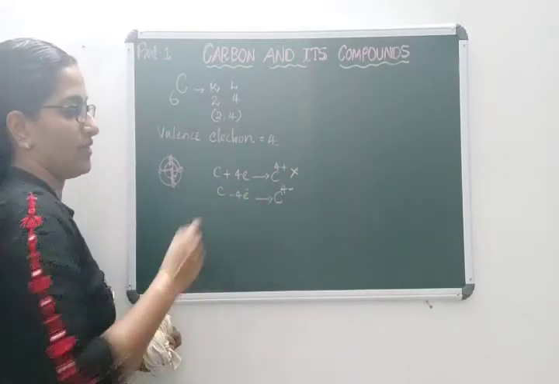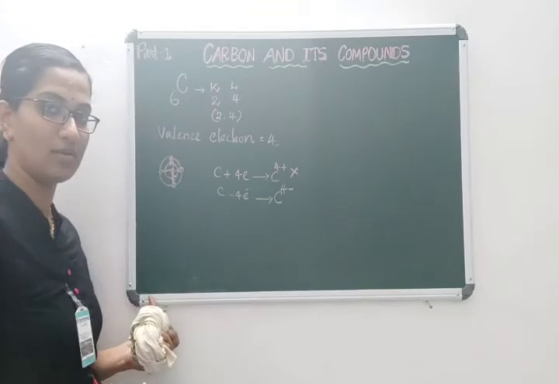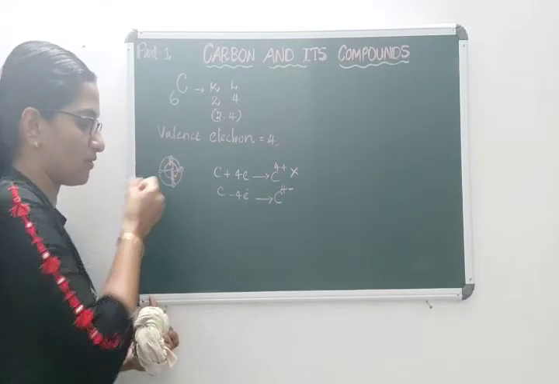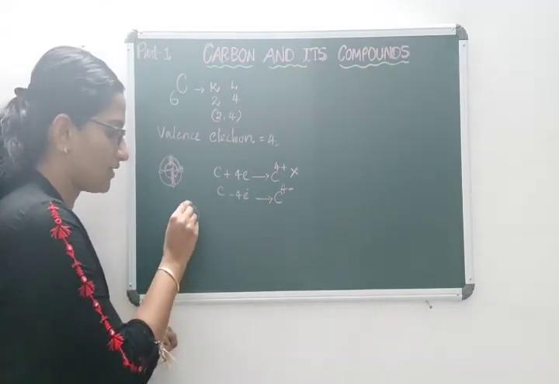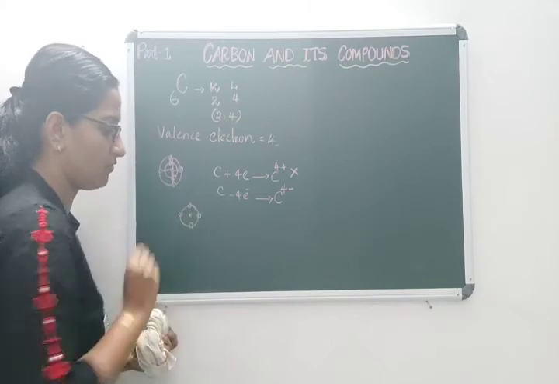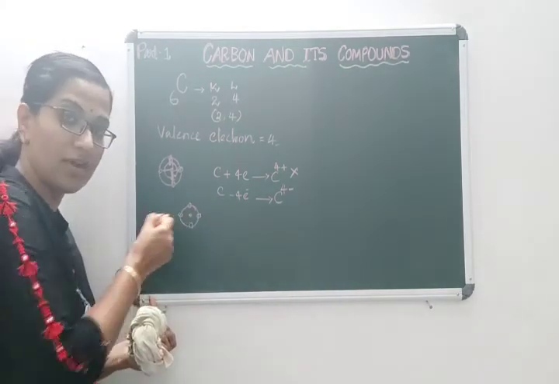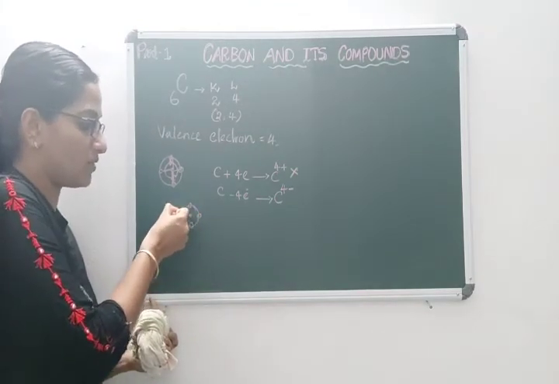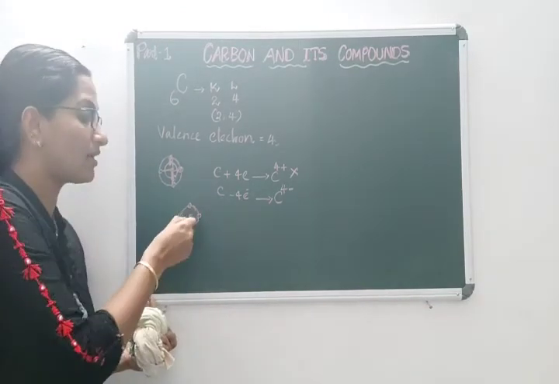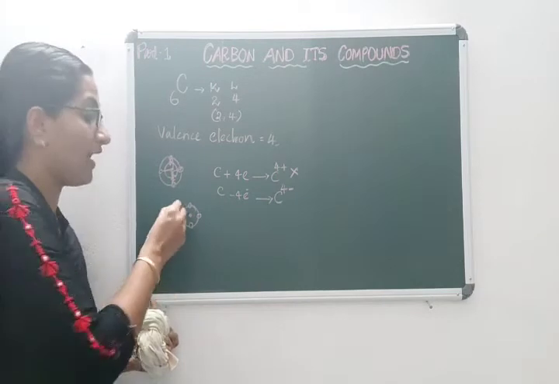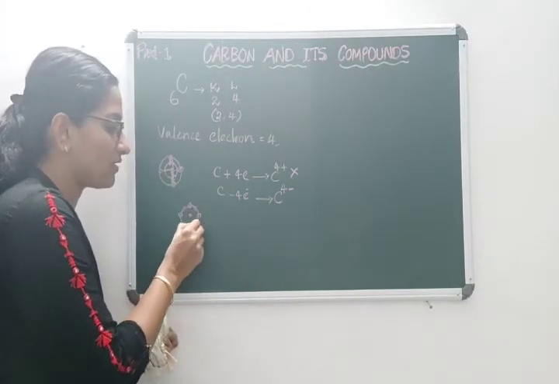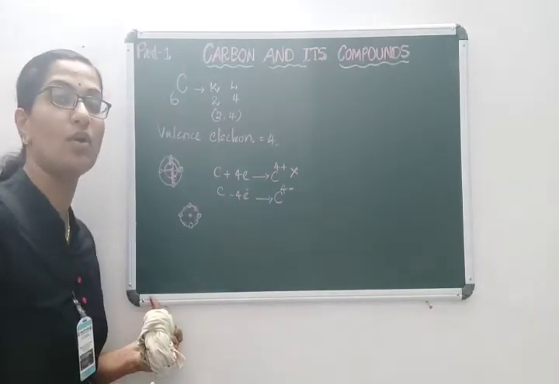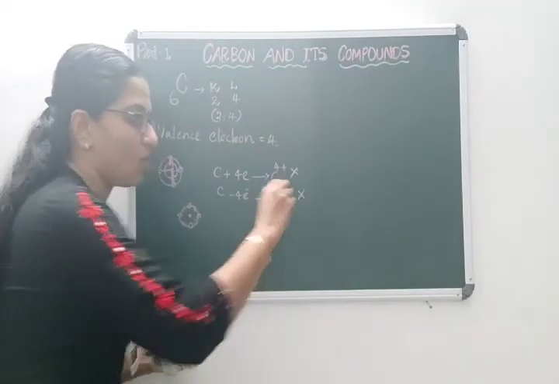And is there any way to accept 4 electrons? How will it accept electrons? Look at the outermost shell, which already has 4 electrons. So there will be a repulsive force between the electrons. If you add 4 more electrons, the repulsive force is even more, and it loses stability. So taking 4 electrons is also not possible.